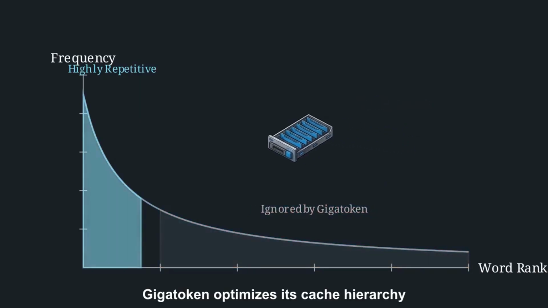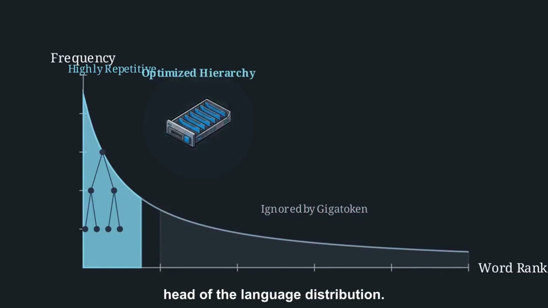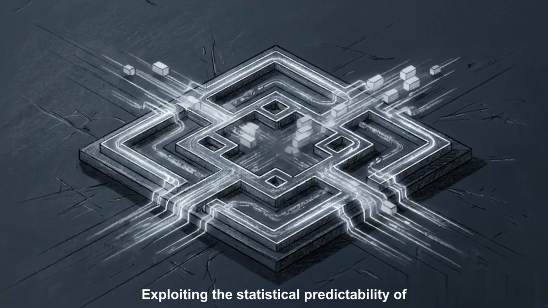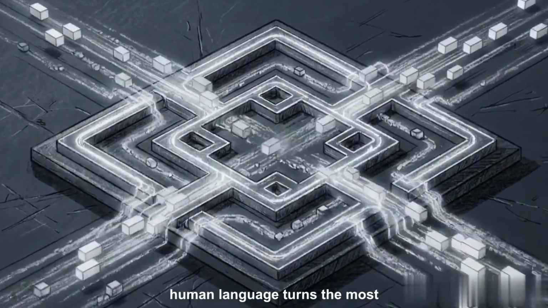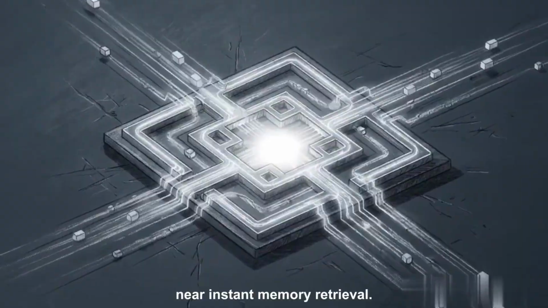GigaToken optimizes its cache hierarchy to target the highly repetitive head of the language distribution. This targeted approach prevents the CPU from wasting memory and processing time on rare string evaluations. Exploiting the statistical predictability of human language turns the most computationally expensive step into a near-instant memory retrieval.